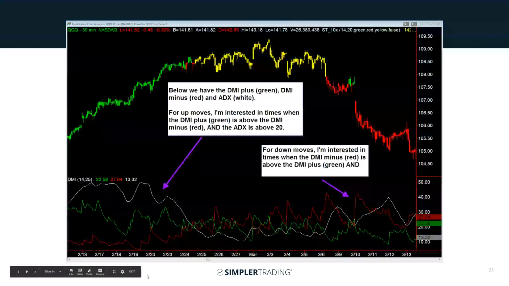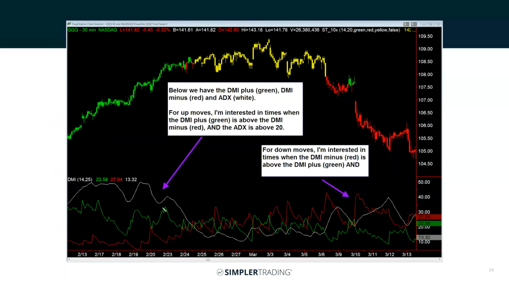So now I can combine all these together and we can see the first half of this, because remember, there's one more piece. We have a situation where the DMI plus, which is green, is above DMI minus, which is red, and the ADX is above 20. So I'm going to draw a line here. If those conditions are met, green is above red and ADX is above 20, we get green bars. Here, you can see red's above green, green's above red.